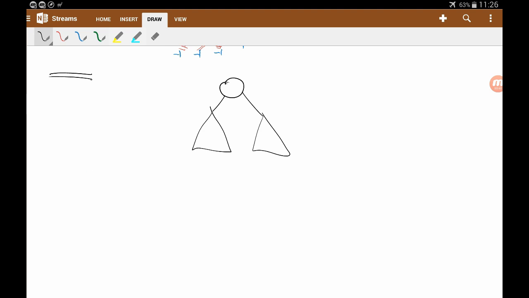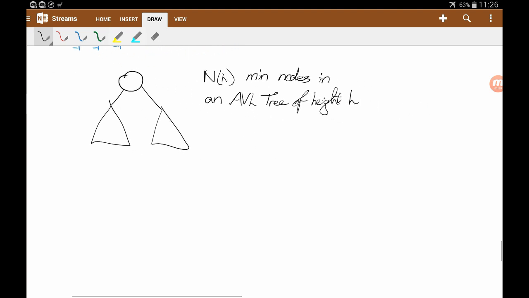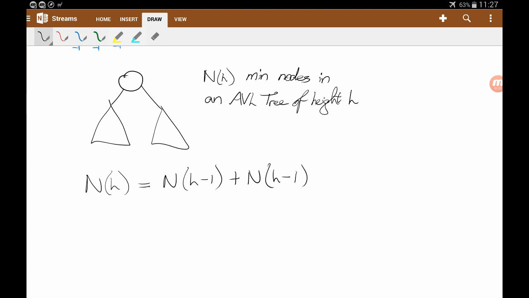So let's say that n_h is the minimum number of nodes in an AVL tree of height h. And then we can say, well, the minimum number of nodes in a tree of height h is going to be the minimum number of nodes in the left, which will have to be h minus 1, plus the minimum number of nodes in the right, which will have to be h minus 1, plus the current node. So it's going to be that.